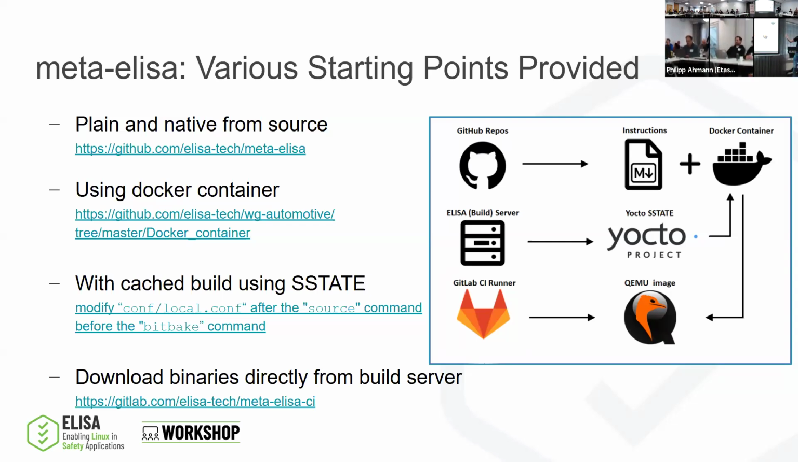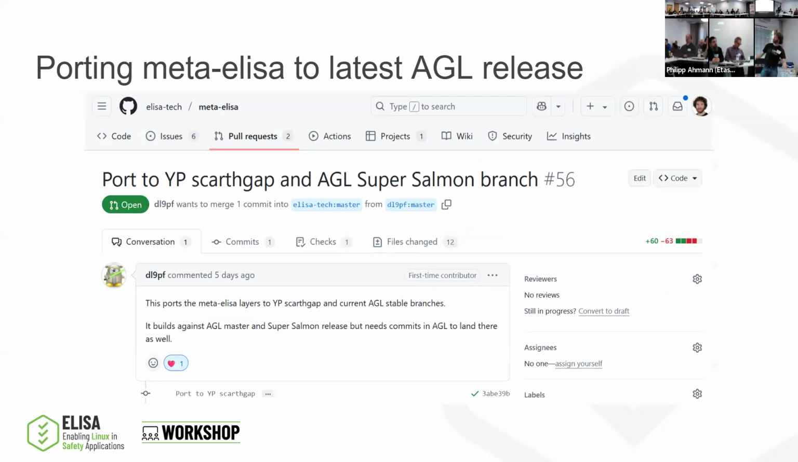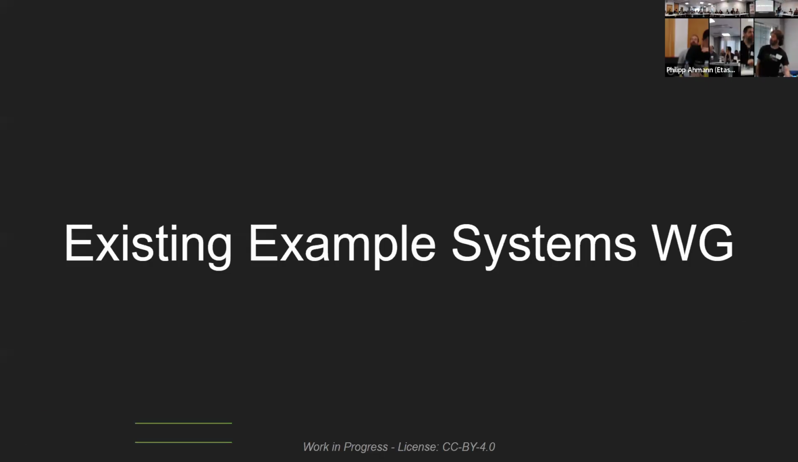And what we see, because we had all the people joining the automotive work group and saying, oh, I want to do this with the system, I want to do that, how do I start? That's why we had some iterations on this. Here's the pull request which is currently open for bringing it to the Scout GA and the Super Salmon branch of AGL. I think we were on Koi, an older release from two years back. Yes, that's where we've been.